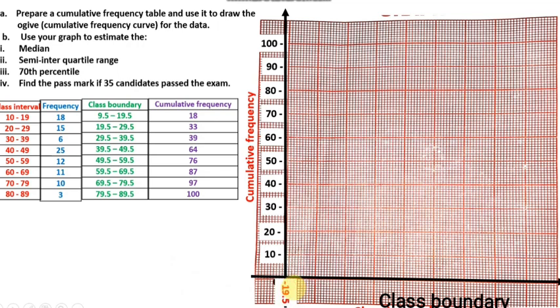So I have 19.5, then 29.5, 39.5, 49.5, 59.5, 69.5, 79.5, up to 89.5. Now let's plot the points. For 19.5, the cumulative frequency is 18. So you locate 18 on this axis here. Let's locate 18. We have 18 here. Then we put a cross there to mark that point.